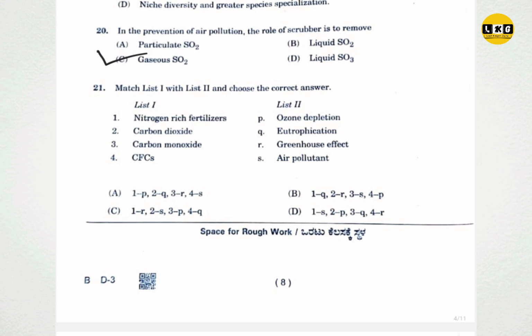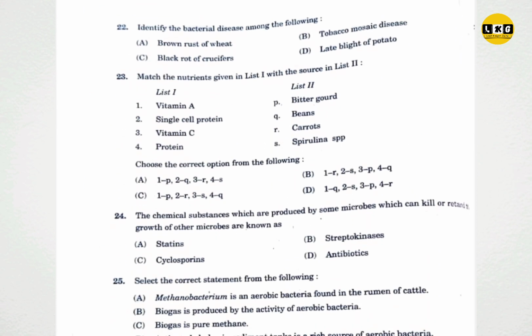So, next, match list 1 with list 2 and choose the correct answer. So, list 1 is given nitrogen rich fertilizer. So, nitrogen rich fertilizer increases eutrophication. Next, carbon dioxide. It is a greenhouse gas, hence greenhouse effect. Next, carbon monoxide is an air pollutant. CFC is in ozone depletion. So, for 21, which is the correct option? Option B.